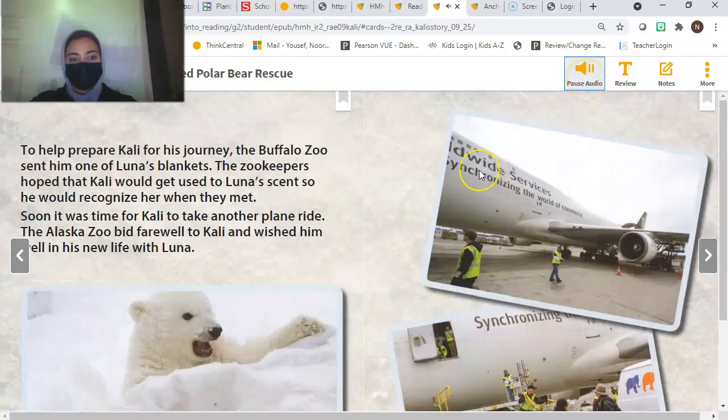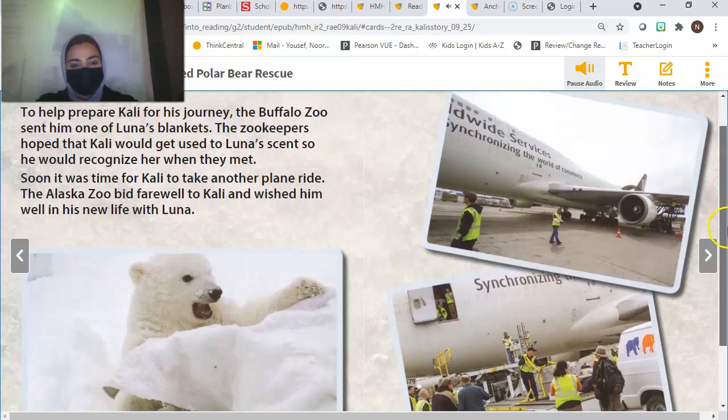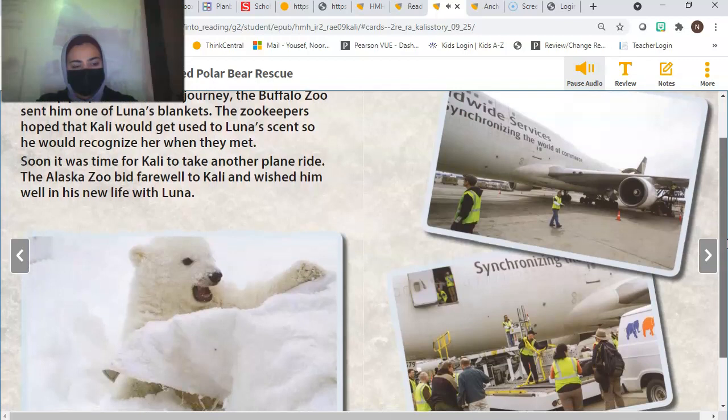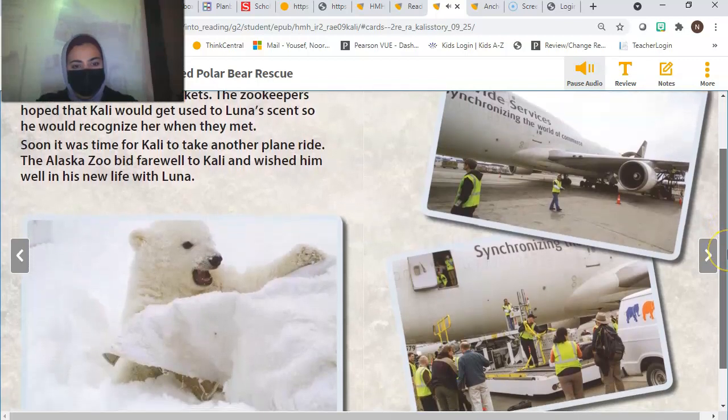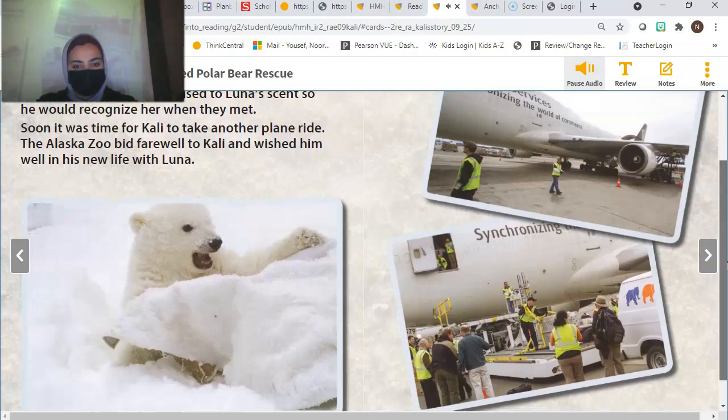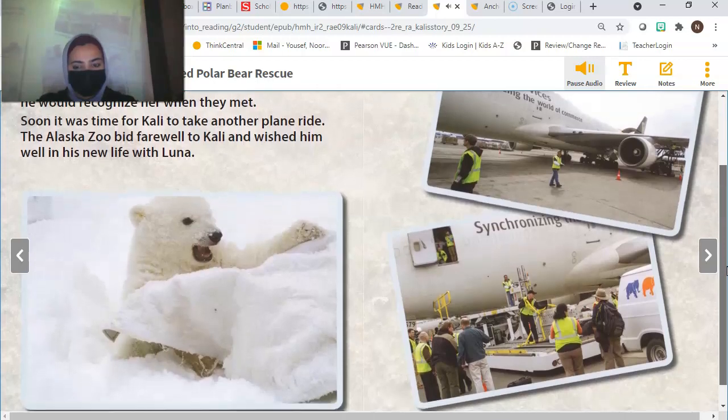To help prepare Cully for his journey, the Buffalo Zoo sent him one of Luna's blankets. The zookeepers hoped that Cully would get used to Luna's scent so he would recognize her when they met. Soon it was time for Cully to take another plane ride. The Alaska Zoo bid farewell to Cully and wished him well in his new life with Luna.